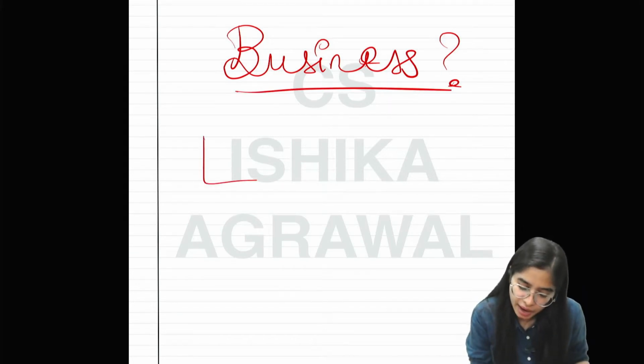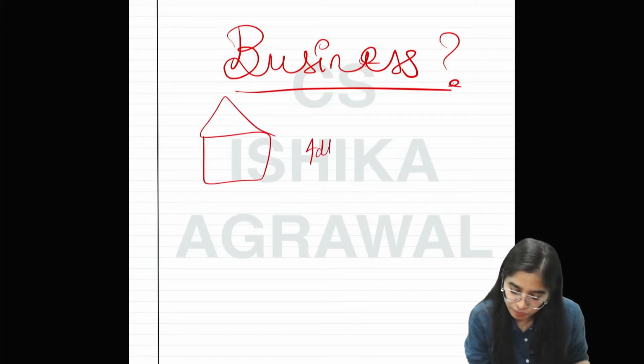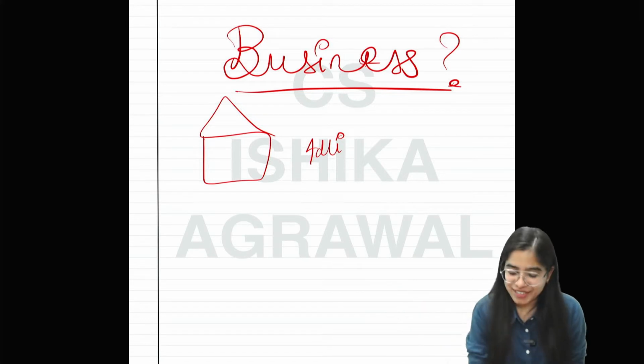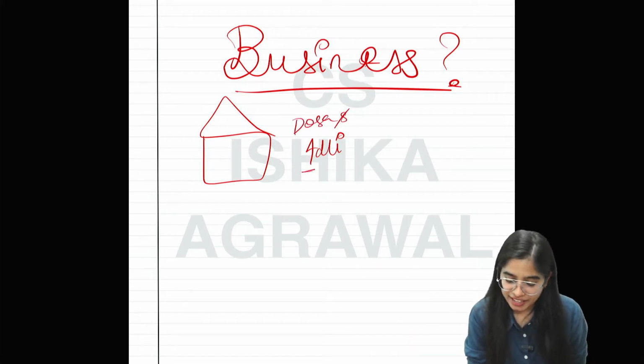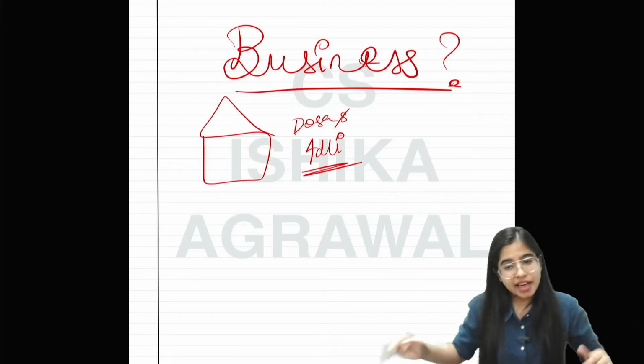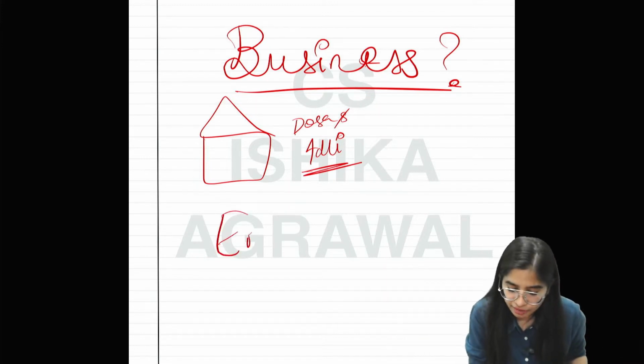Let's say I make idli, I sell idli. I have one dosa and idli stall. So what is that? That is my business. I am doing something. Now what do you mean by environment?